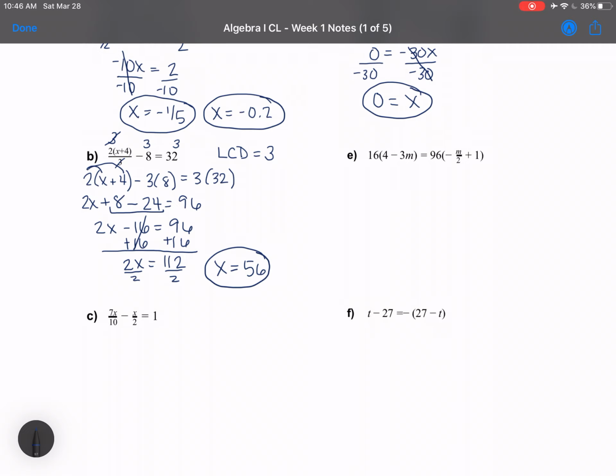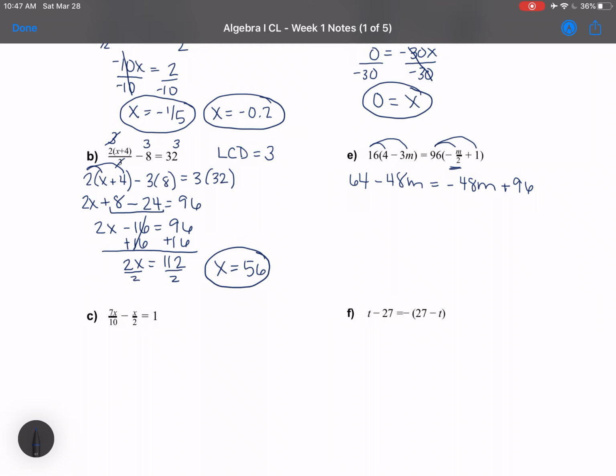Moving to the right, let's do e. So yes, we have a fraction here, but we're going to start off with distributing. We're going to do 16 times 4, which gives us 64. 16 times negative 3m leaves us with negative 48m, which equals 96 times negative m over 2. So we're going to actually divide here. So we have negative, and then 96 divided by 2 is negative 48. And then 96 times 1 is 96.